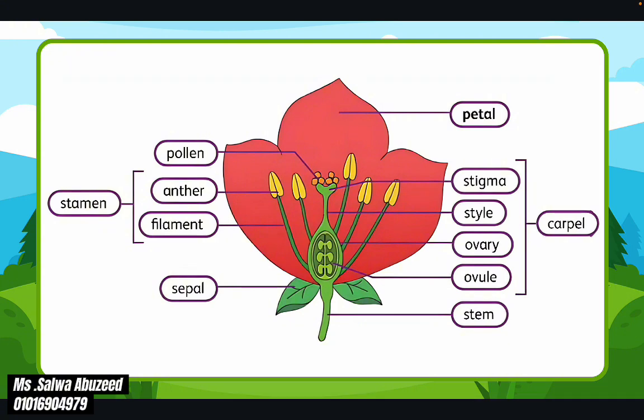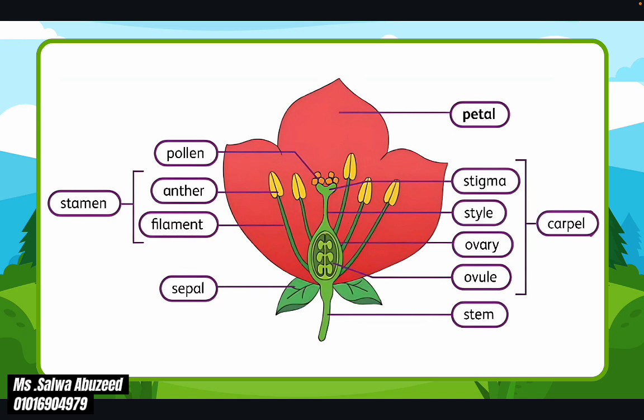Now talking about the flower. In the flower, we have a female part and a male part. The female and the male don't have to be in the same flower. Sometimes there is a flower that has the male part, and another time there is a flower that has the female part. And sometimes both parts are found in the same flower.